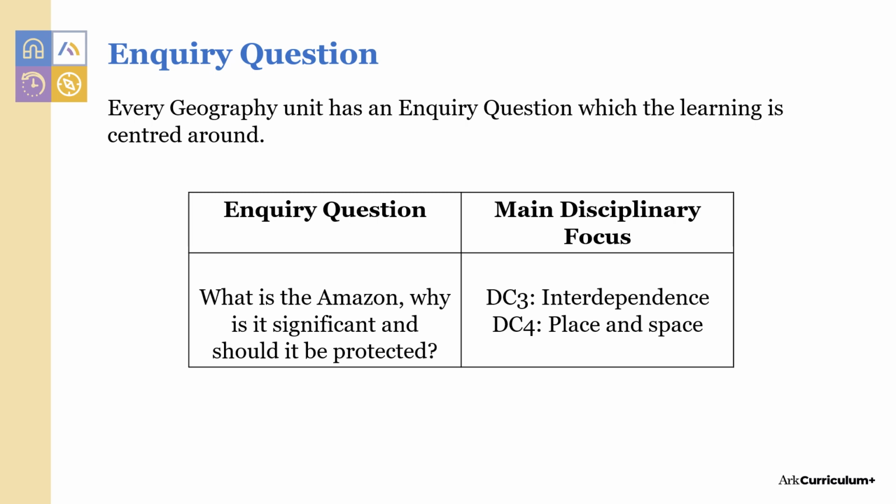Every geography unit has an inquiry question which the learning is centred around and is answered at the very end of the unit. The inquiry question for this unit is: what is the Amazon, why is it significant, and should it be protected? The main disciplinary focus is DC3, interdependence, and DC4, place and space.